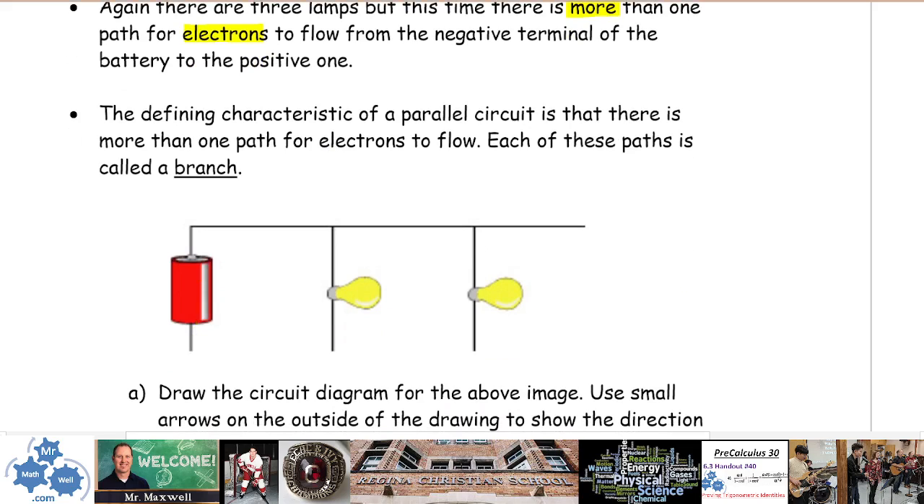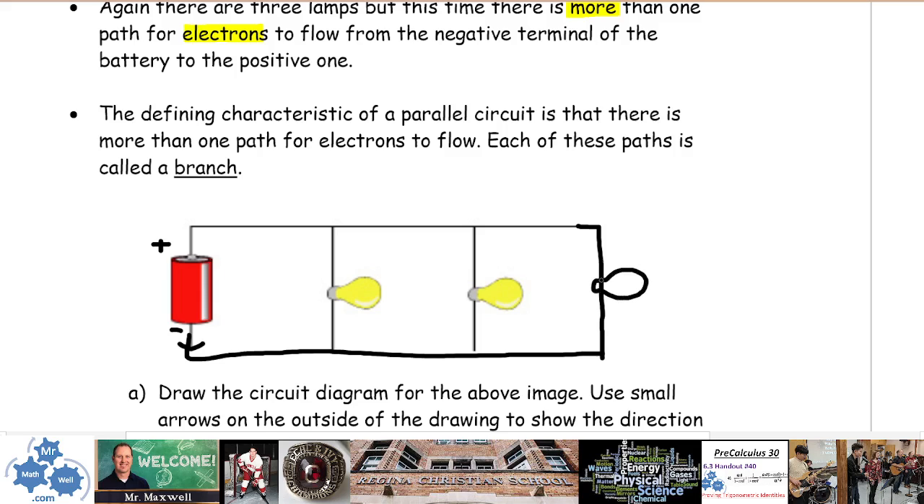Now, I'm going to help you complete this diagram here. So this is the negative side. This is the positive side. So electrons are actually coming down here, and they're going this way. Now, this is what the parallel diagram starts to look like as we complete this. And here's another light bulb, 3rd light bulb.